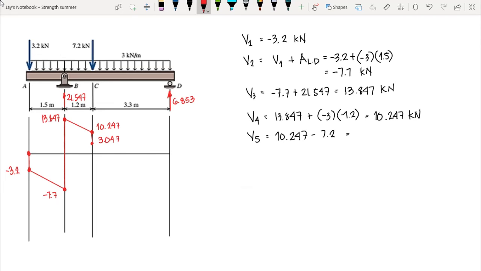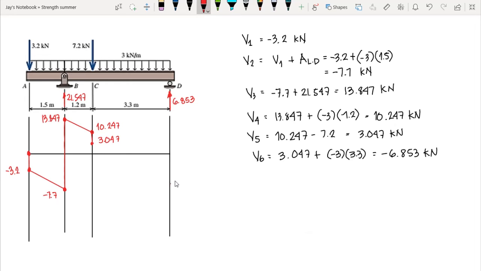Okay, now we can plot our point at point D by computing this area from C to D. Let's say that's our V6, that is the initial, positive 3.047, plus the area, that is negative 3 since it is acting downward, times the length, that is 3.3. This equals 6.853 kilonewton. And therefore, at point D, we have negative 6.853 kilonewton.